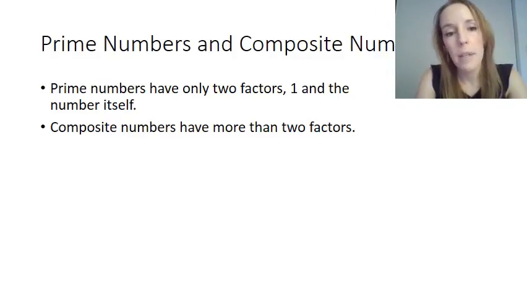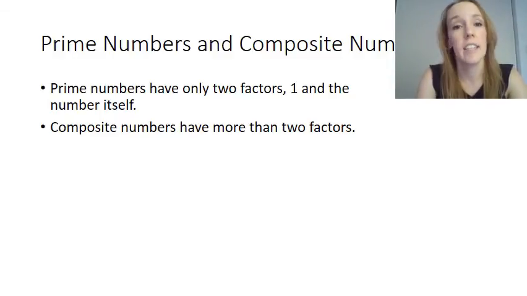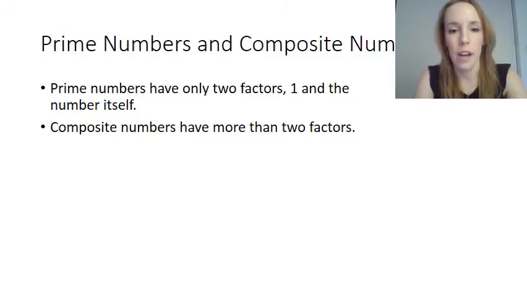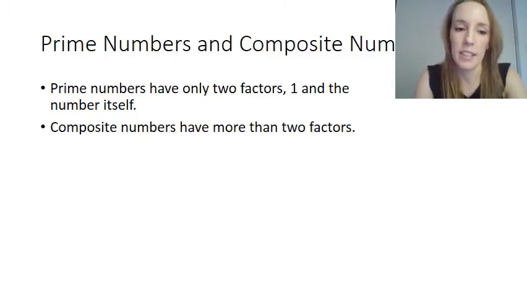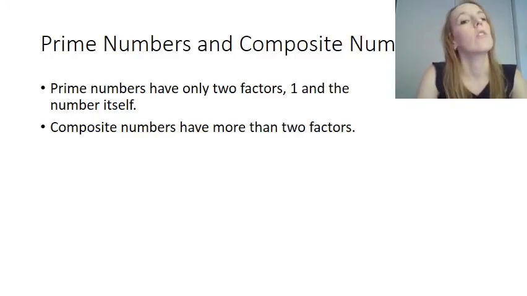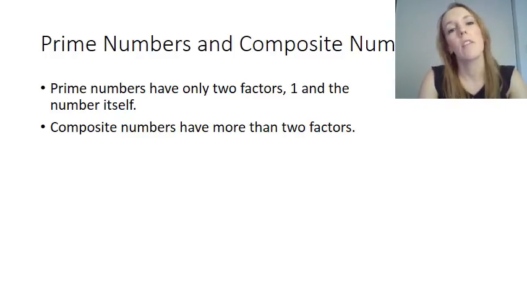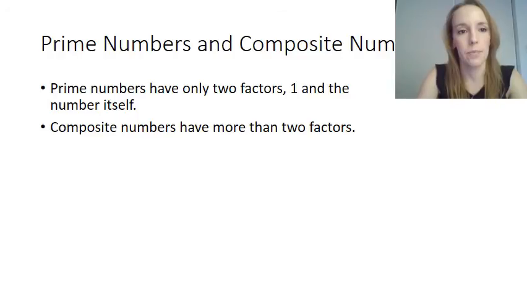Whereas composite numbers have more than two factors. So for instance, 6 is a composite number because the factors of 6 are 6 and 1 and also 2 and 3. So you can see it's got more than two factors. Another composite number might be 12 because the factors of 12 are 1 and 12, 2 and 6, 3 and 4. So you can see there's a lot more than just 2 factors.